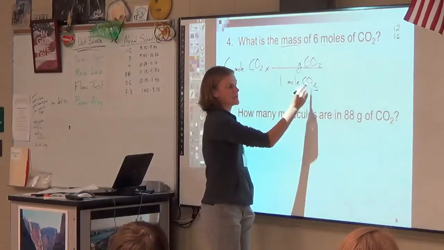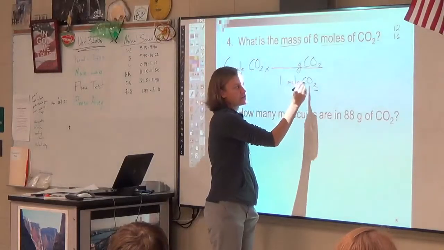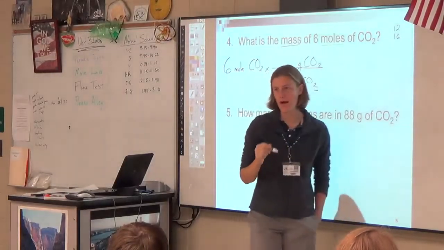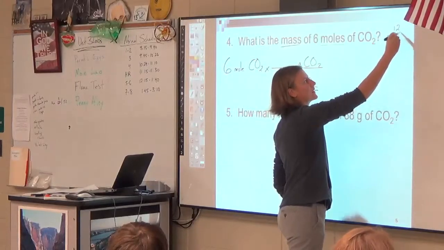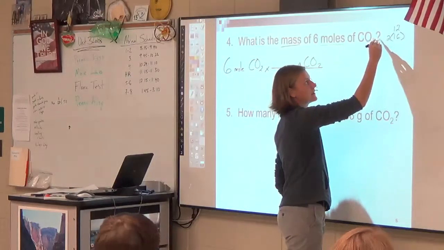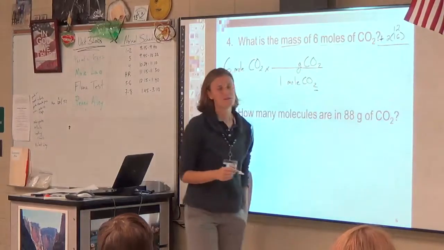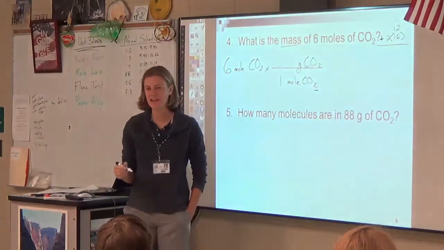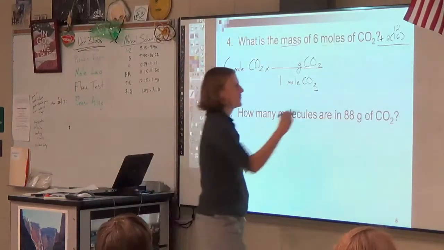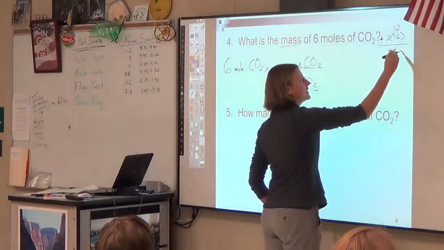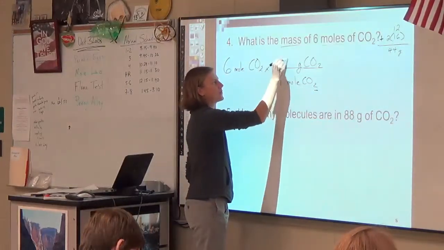But I have 2 of them. That's what the subscript means. It goes to the number or the element in front. 2 of each or just 1? So just 2 oxygens. So I'm going to say 2 times 16 and add that all up. So, all right, 2 times 16, 32, plus 12, 44. All right, so 1 mole of carbon dioxide is 44 grams.